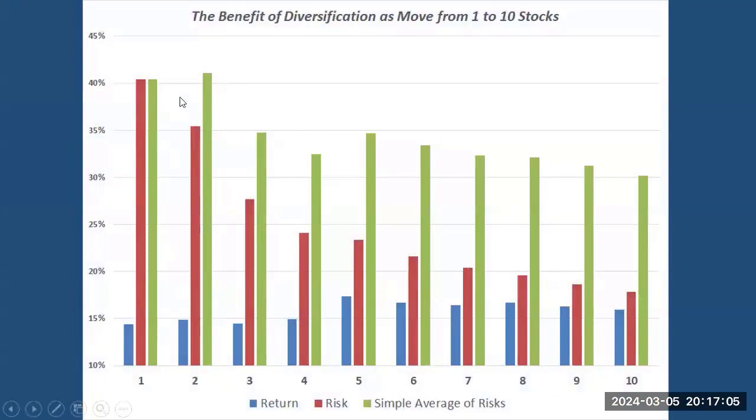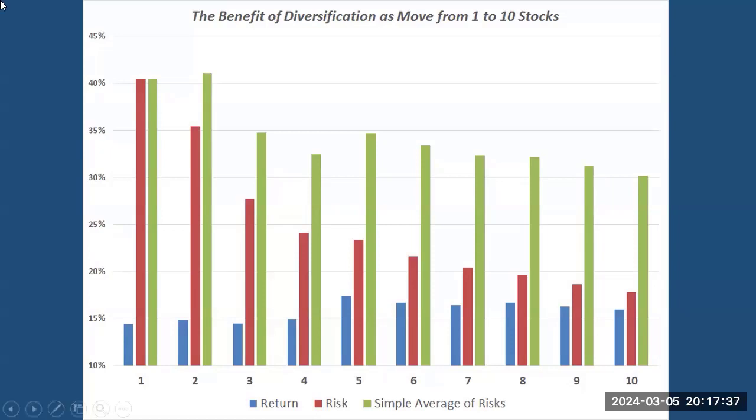So here's the kind of picture of it. I took 10 companies and I combined them. So here, if you had just one company, here was its return, and here was its risk, standard deviation. Then I put two companies in. The return was about the same, but what happened to the risk? The red bar, it dropped. The green bar is the average risk of the two companies. But the red bar is the standard deviation of the portfolio.